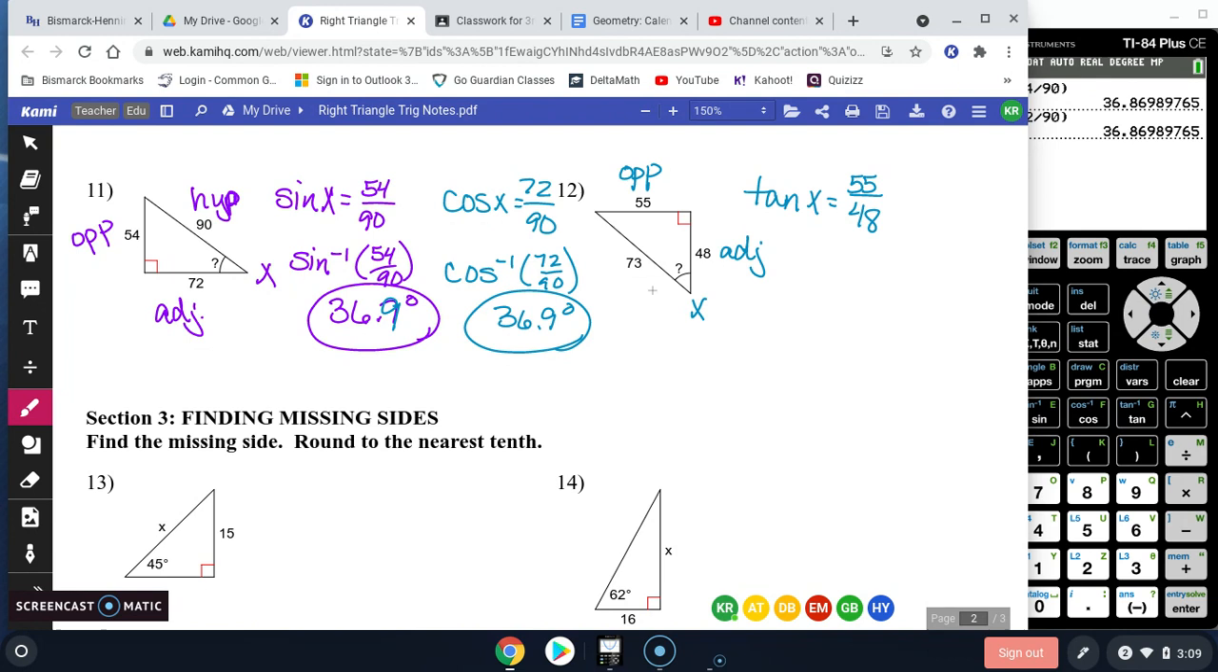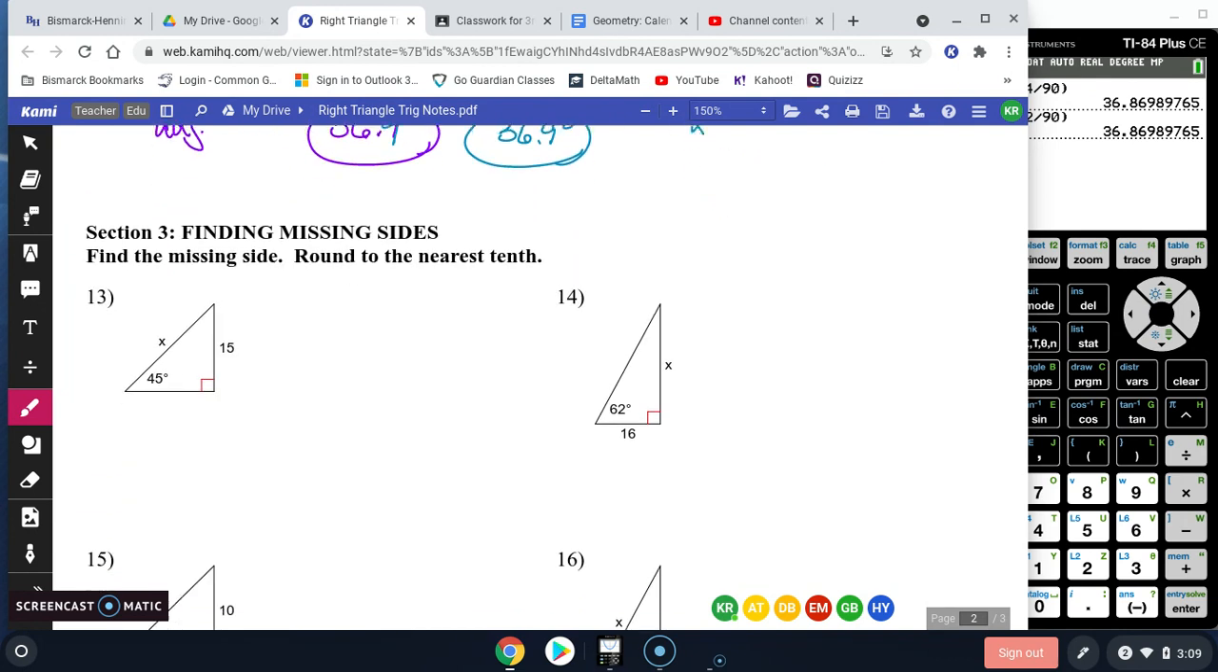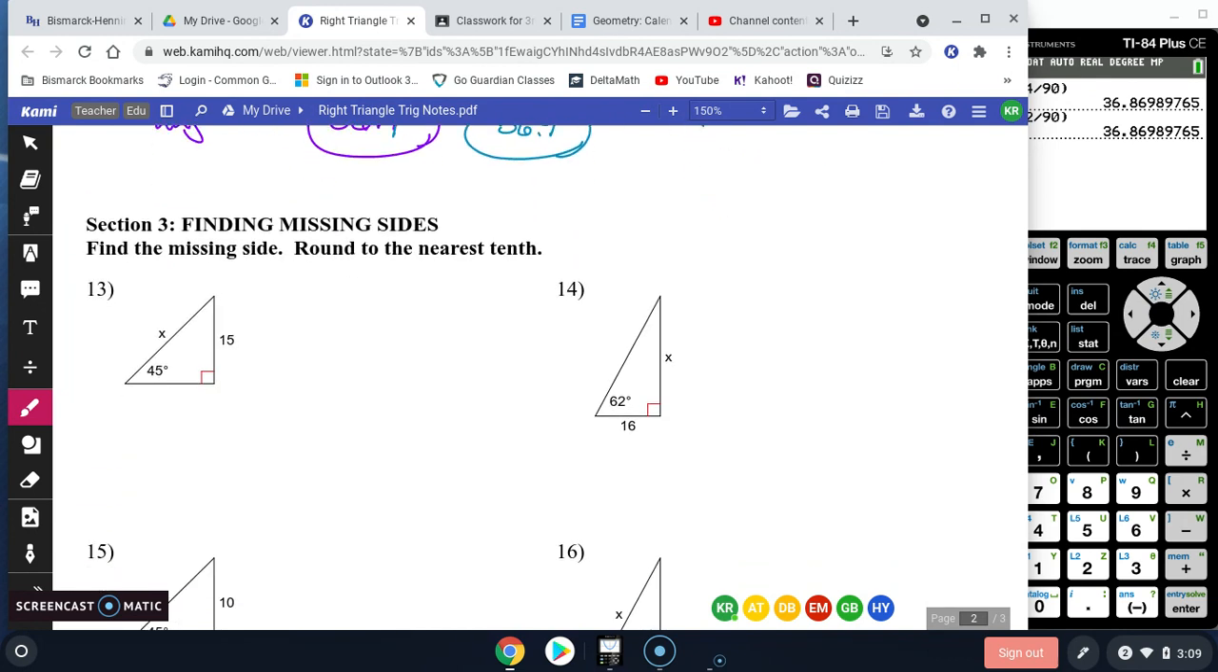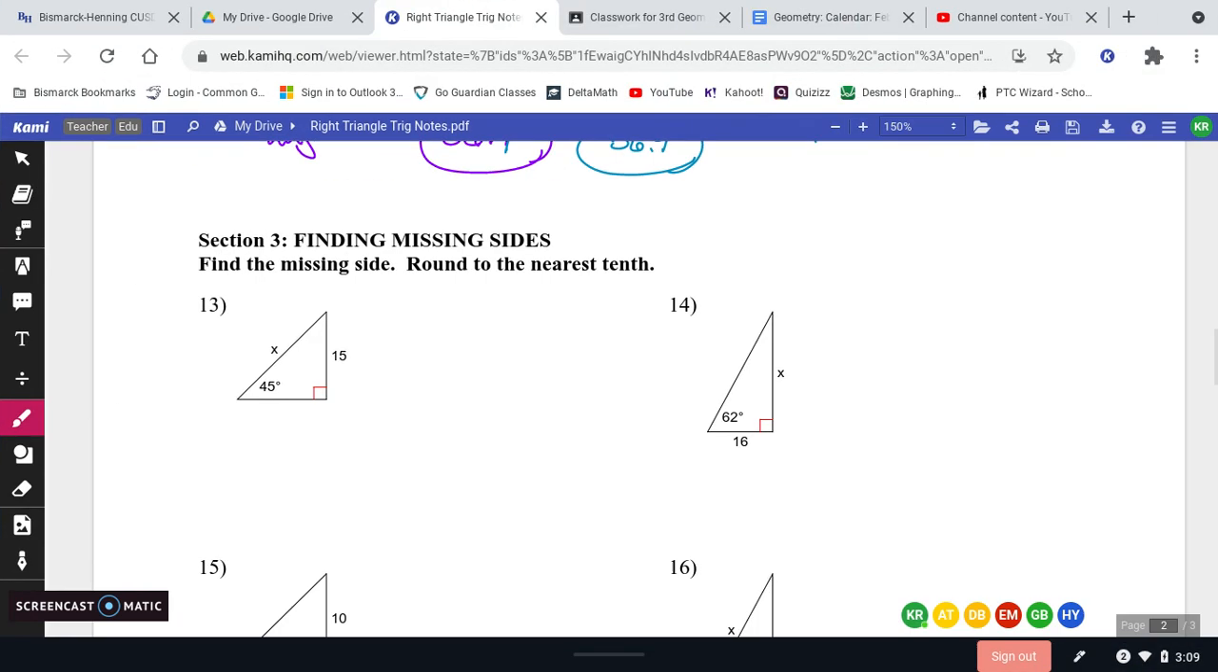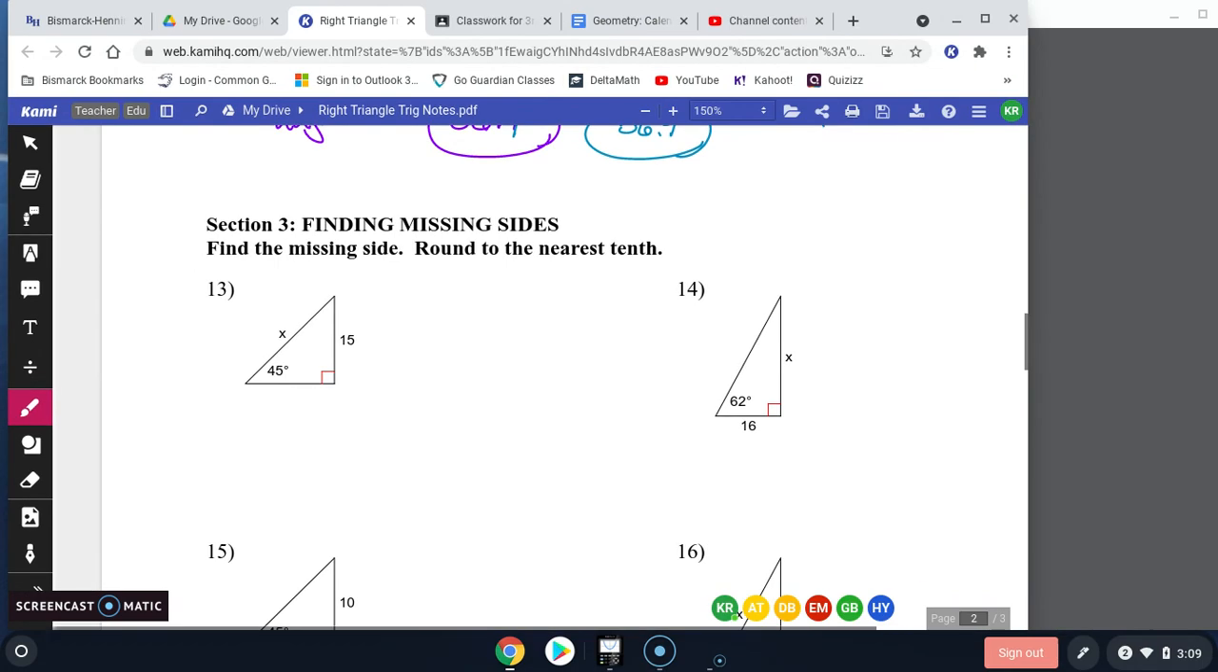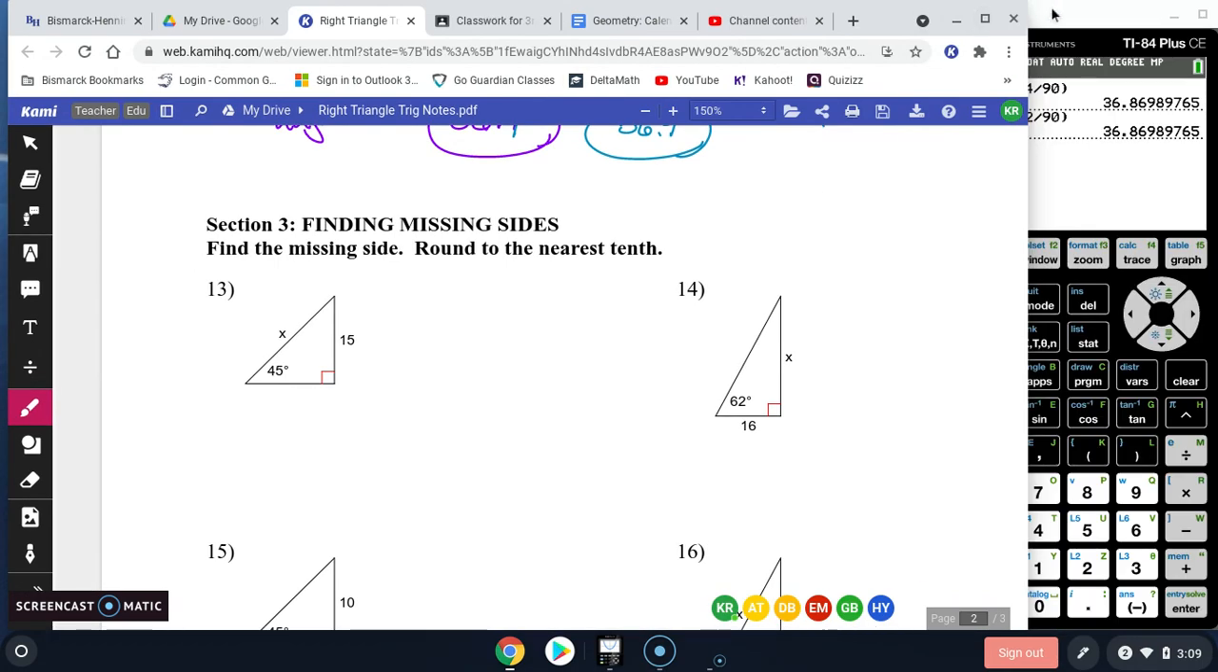Okay, we're going to be talking about section 3, finding missing sides of triangles. Section 2 was about finding a missing angle measure. So section 3 is: what if we have a missing side? Again, we'll be using our calculator.